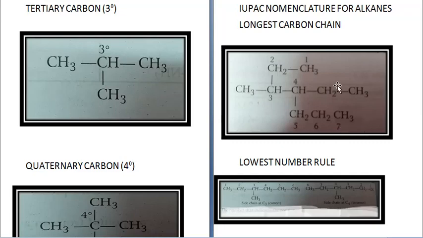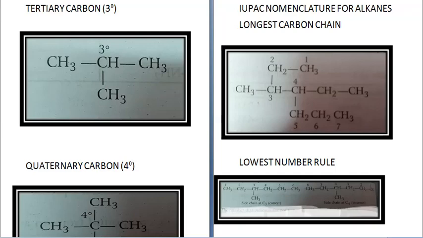This will be considered as the parent chain. 1, 2, 3, 4, 5, 6, 7. And this carbon over here will be a methyl group, side chain. These CH2, CH3 will be an ethyl group, side chain. Alright. And the parent chain will be heptane because all are having single bonds.